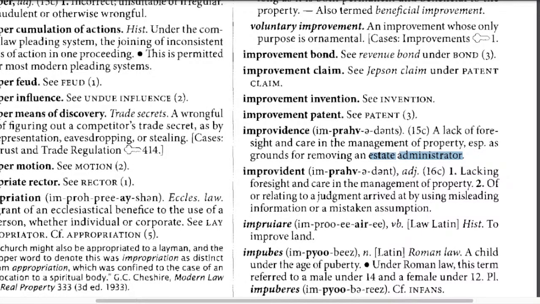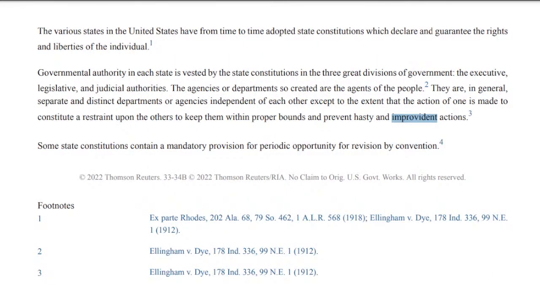So let's see here. I'm going to go back to AmJur here. So now we know the agencies or departments so created are the agents of the people. These are governmental authority in each state vested by the state constitutions and in the three great divisions of government. So it's the same, executive, legislative, and judicial. The agencies or departments so created are the agents of the people. So everything in a state constitution, all the agencies and departments are so created to be agents of the people.